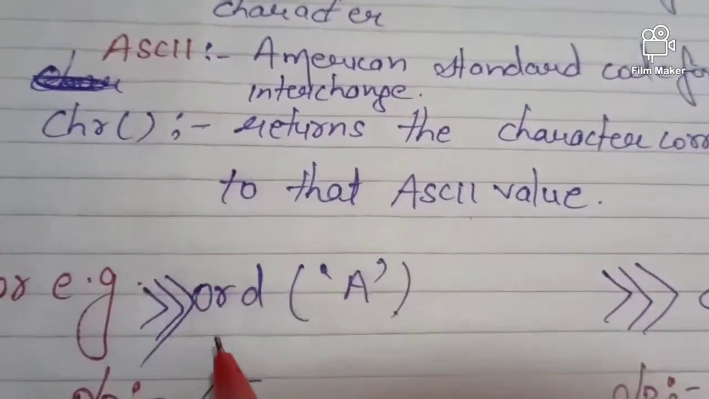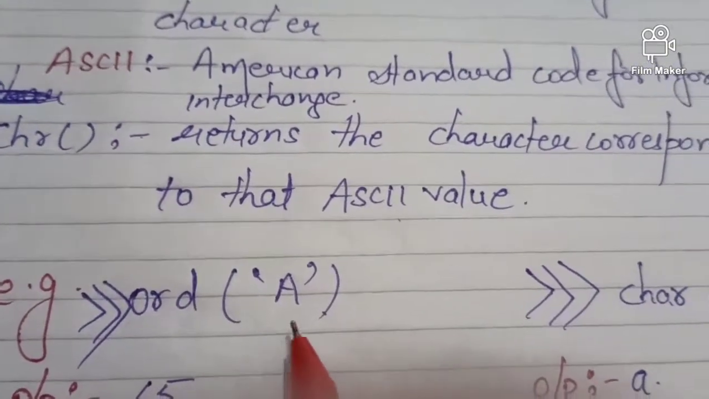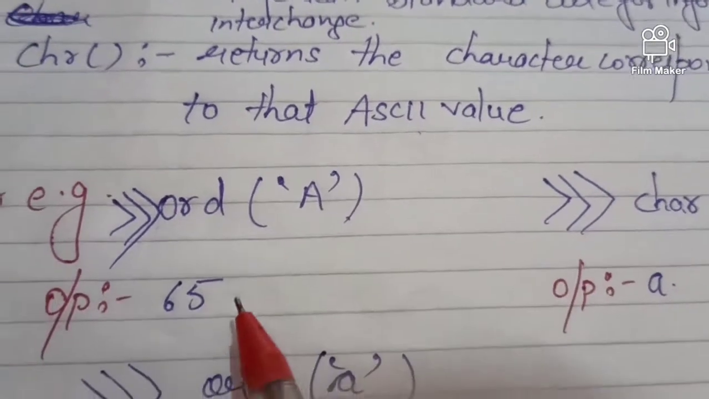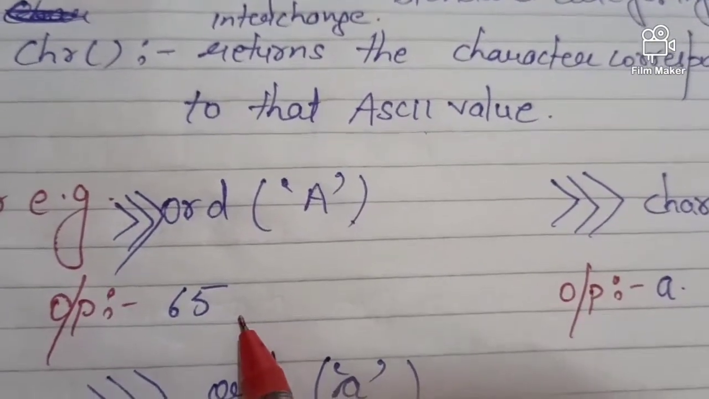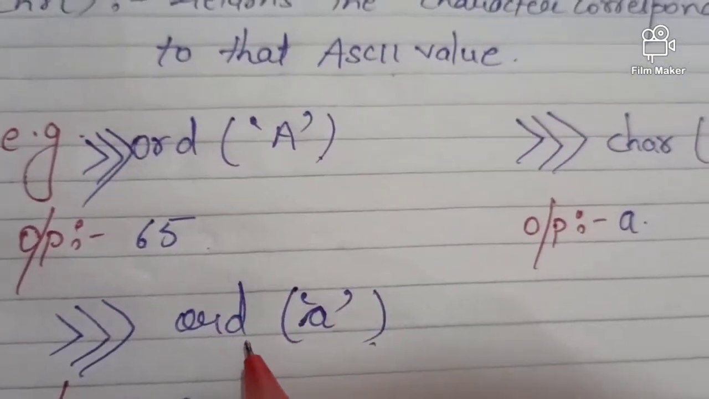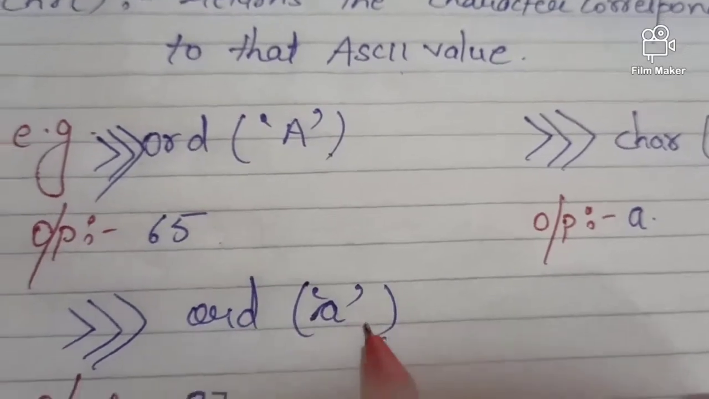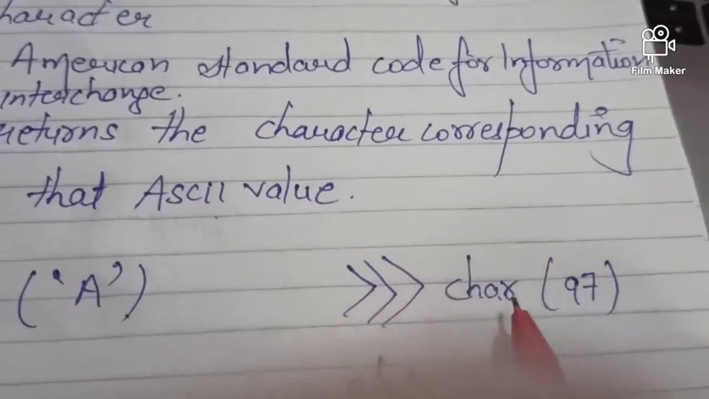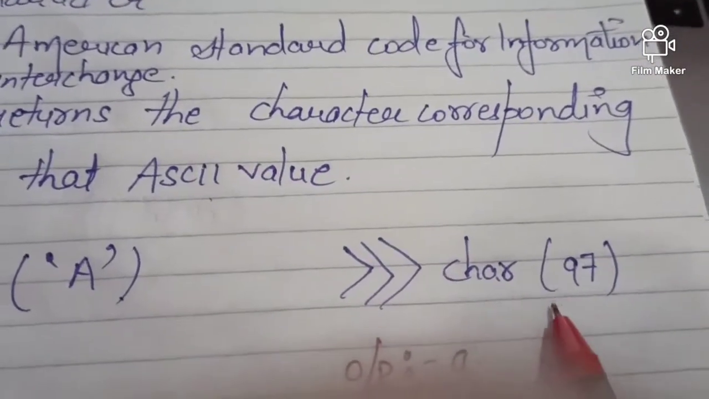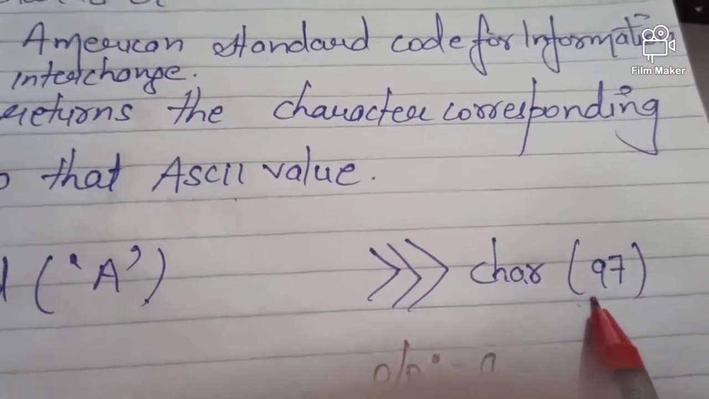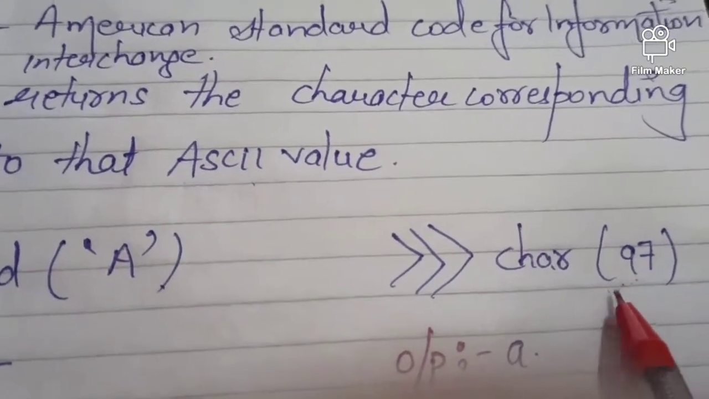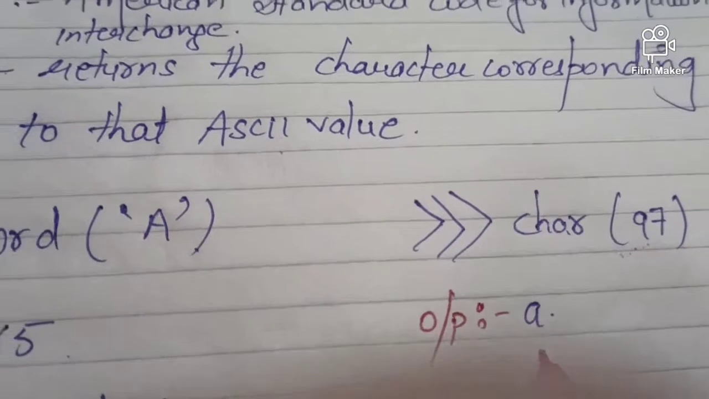For example, if I use ord and put the character alphabet A here, what is its ASCII value? The output I am getting is 65. Clear? Similarly, if I want to know the ASCII value of the small alphabet a, I am getting the value 97. Now if I want to know the character at 97, the one having ASCII value 97, what is the character at this place? The output I am getting is alphabet a.